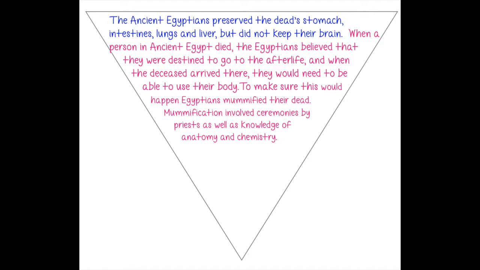Then I continue on with some other background information that will help the reader understand my paper and also know the order in which my paper is going. To make sure that this would happen, the Egyptians mummified their dead. My first paragraph is about mummification, so that makes sense for my sentence to be there. Mummification involves ceremonies by priests as well as knowledge of anatomy and chemistry. My next paragraph, after mummification, is about the ceremonies that went along with it. And then following that, I'm talking about science, so that's why I put the sentences in that order.